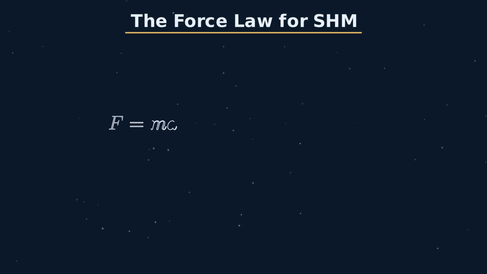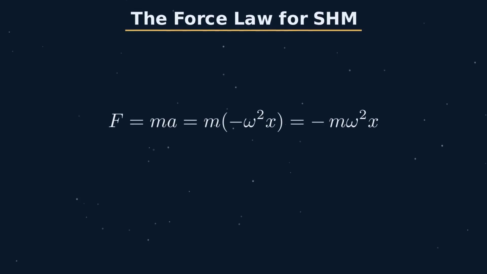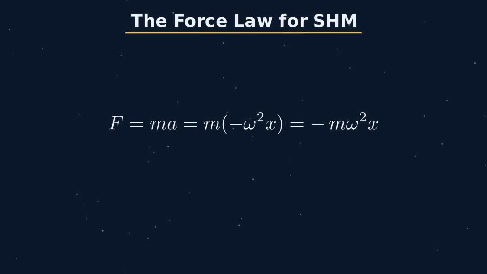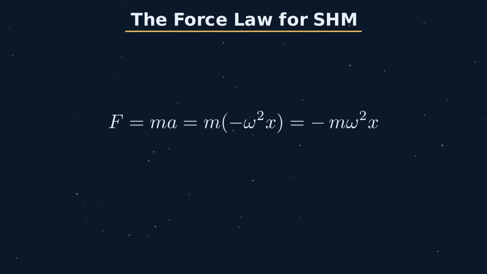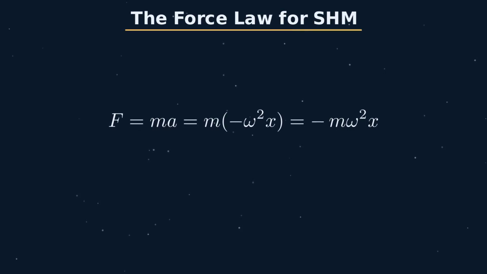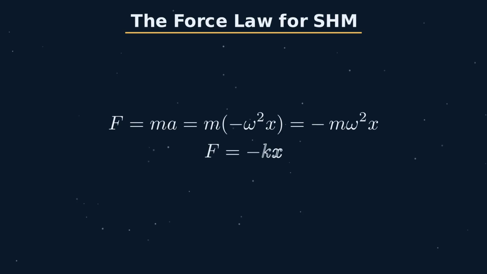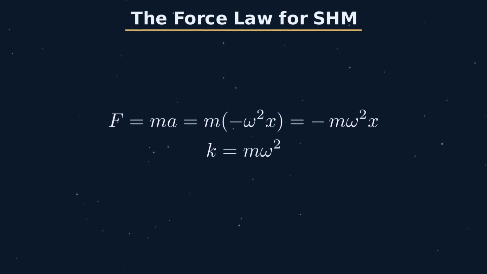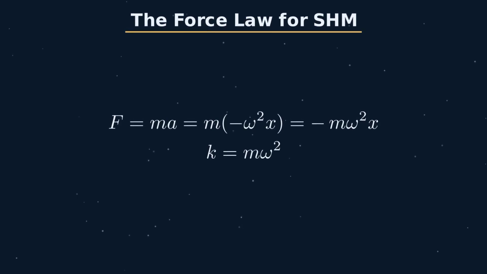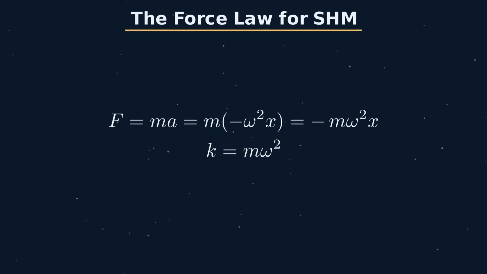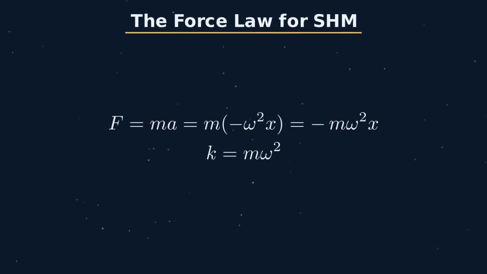Now feed that signature into Newton's second law. The force required is mass times acceleration, which becomes minus m omega squared times x. A restoring force, proportional to displacement, always pointing back toward home. But that is exactly Hooke's law for a spring. Force equals minus kx. Line them up and the spring constant must equal m omega squared. Solve for omega, and the whole oscillator falls out.